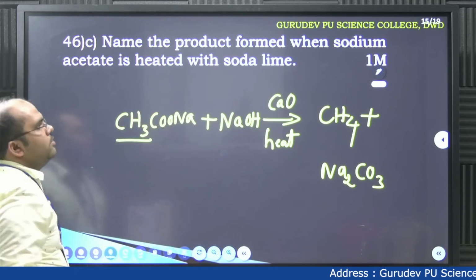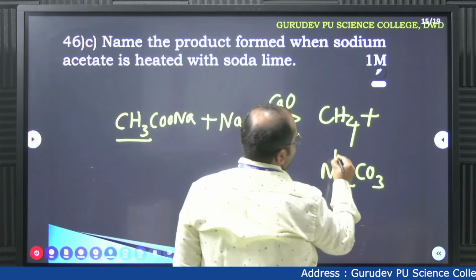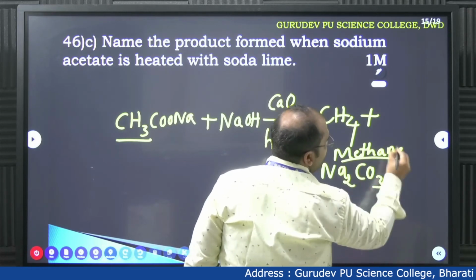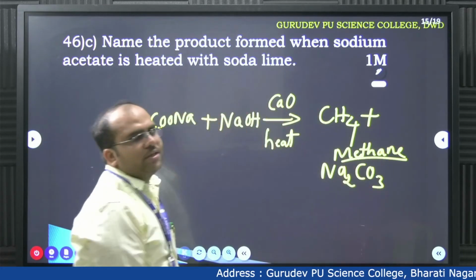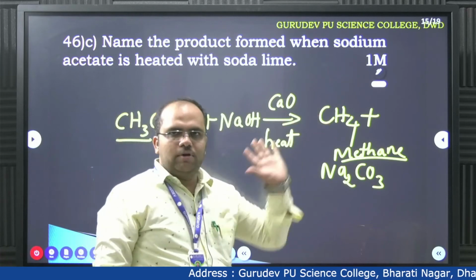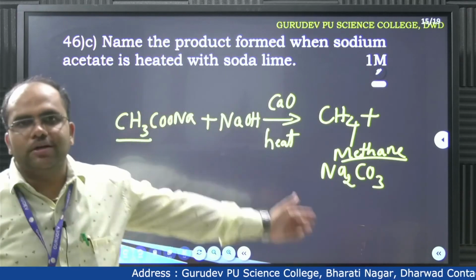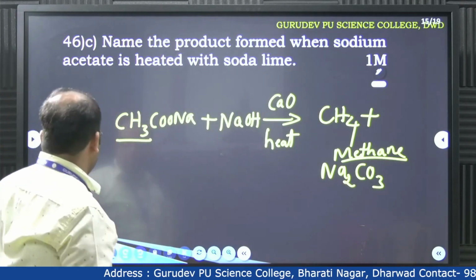Look at the question now: name the product. You can just write the name, methane. They are asking for only 1 mark. If you write only methane as the product, you will get full marks. No need to write the reaction. Just for your confirmation, you can complete the following reaction.